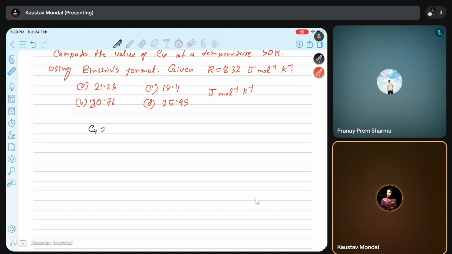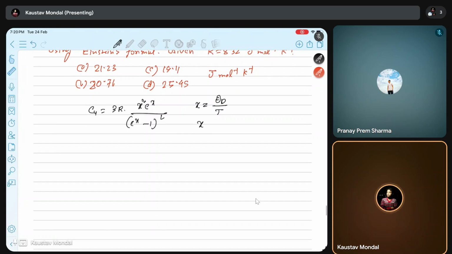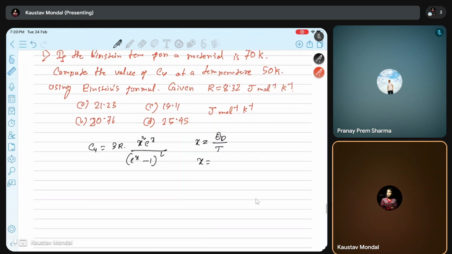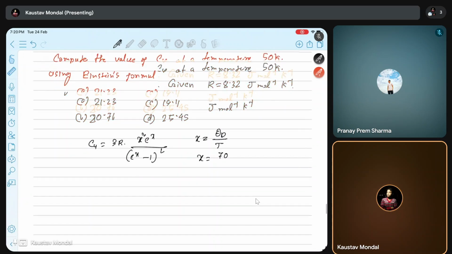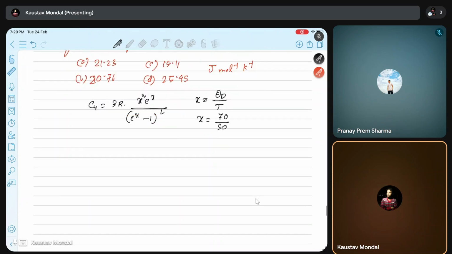CV equal to 3R x squared e to the power x by e to the power x minus 1 whole squared, where x is basically theta E by T, okay. So theta E is nothing but the Einstein temperature, that is 70 Kelvin, and temperature is 50 Kelvin, right? 70 by 50, 7 by 5, that gives 1.4.